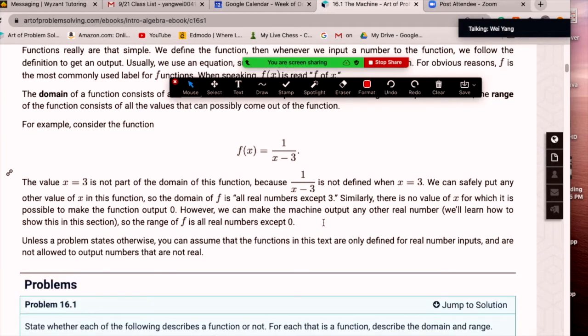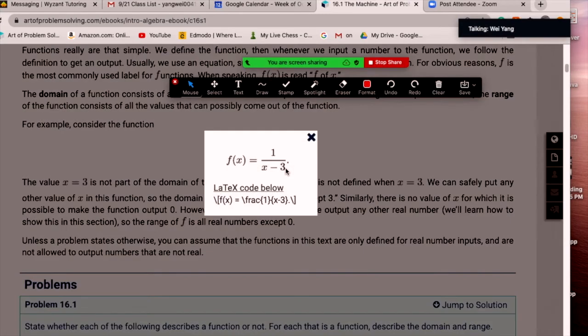For the function f(x) = 1/(x - 3), the domain definitely cannot include x = 3. If x equals 3, this is meaningless. So this function's domain is all real numbers except 3. The range is also all real numbers, but not 0, right? Because this is 1 divided by x - 3, you cannot make this number equal 0.